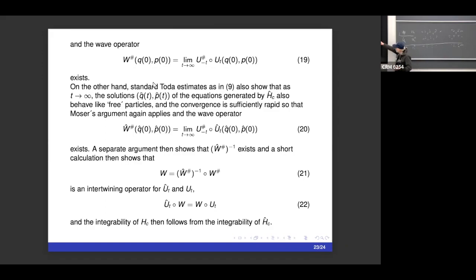So you're comparing the flow of the full system you're interested in with the free system, the absolutely free system. And that limit exists. So you show that the solution of this problem here looks like solutions of this one. Similarly, you show that the solutions of this one look like this one. Then you're going to get these two wave operators. If you compose these two wave operators, you get a new wave operator W, and this operator W commutes with this flow and that flow. So it's telling you that the full flow behaves like this system, which is clearly completely integrable. It's an inner open Toda lattice with two other particles moving on. This proves the integrability of the system.